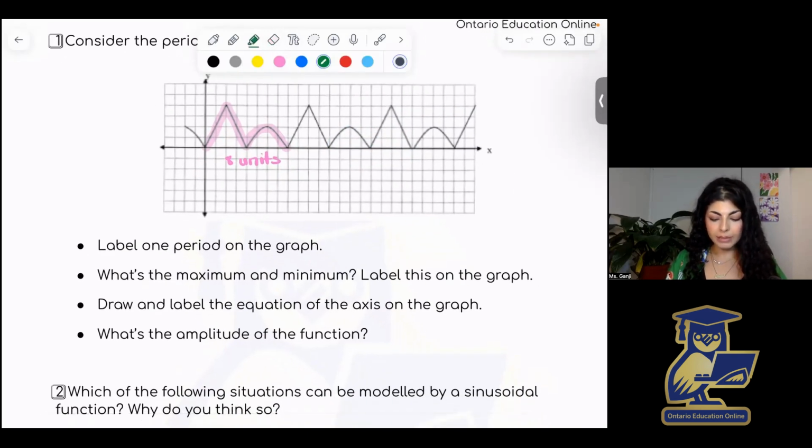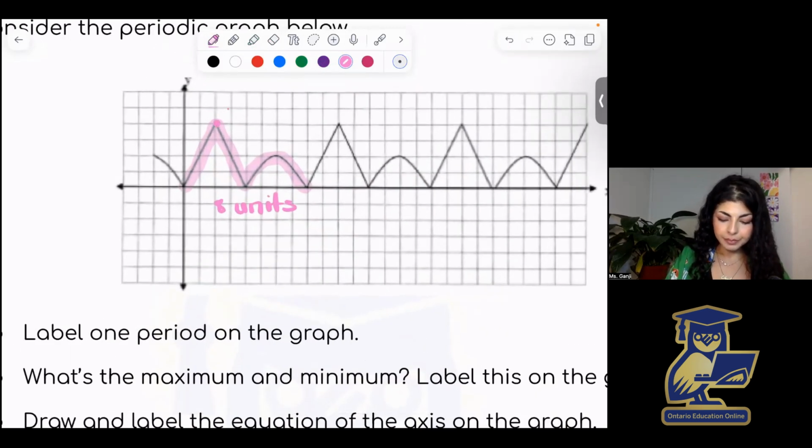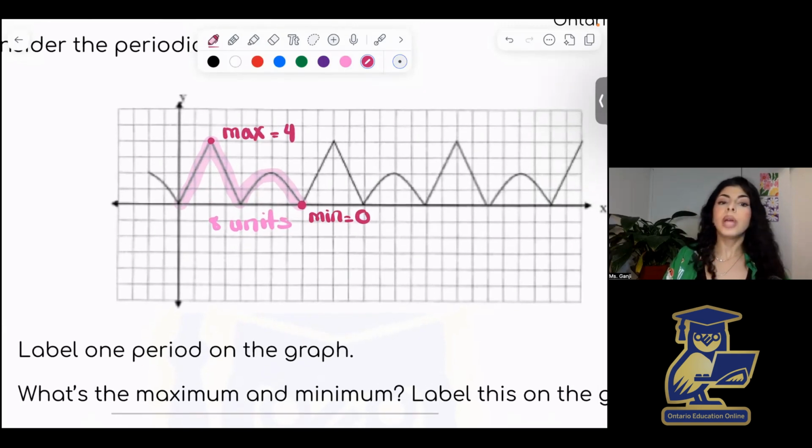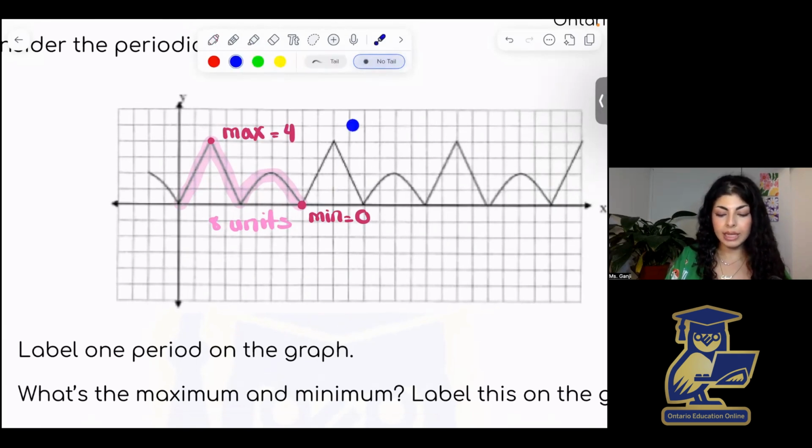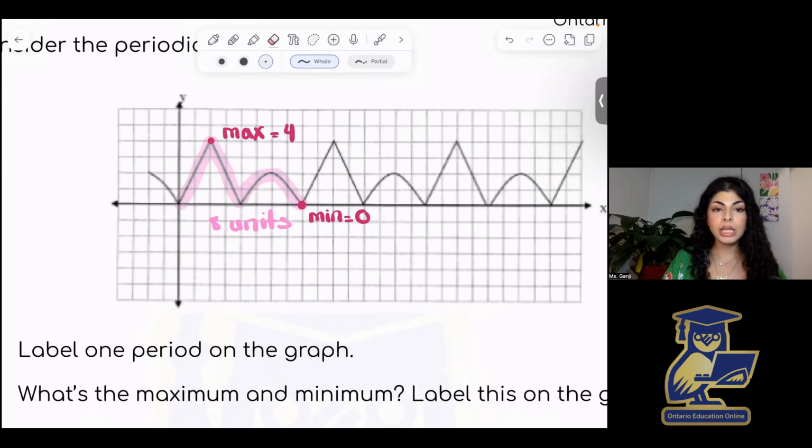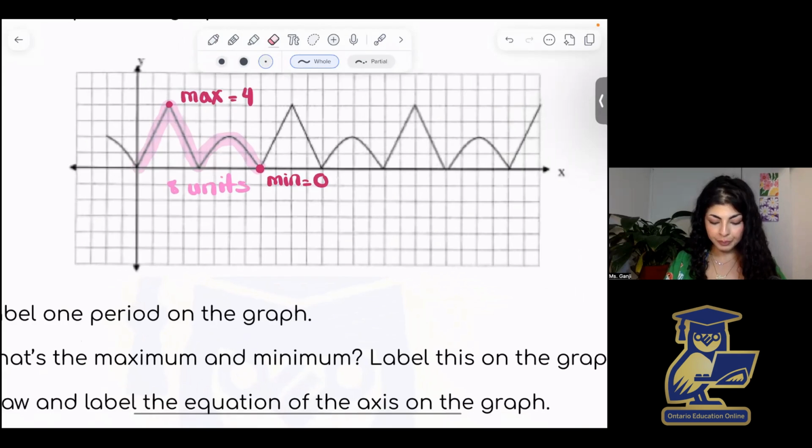Now here, what's the maximum and minimum? And we have to label on the graph. So the maximum, of course, is here. And maybe let me draw with this one. This is the maximum and it is equal to, and we're just counting up here, 4. And the minimum is actually here and it is equal to 0. And so in this case, we don't have any negatives, so my minimum will just be there. And if this was translated upwards, then your minimum would also be a positive integer. So you just have to look at the minimum point on the graph.